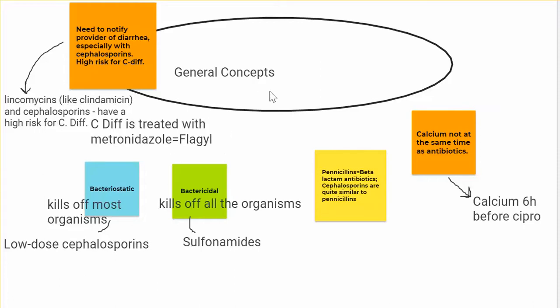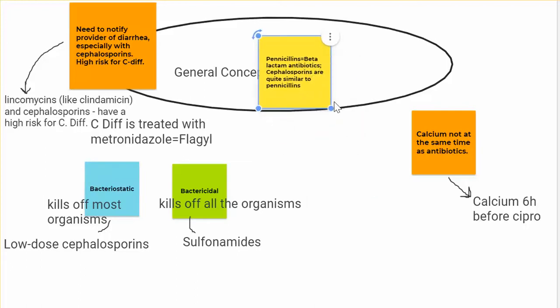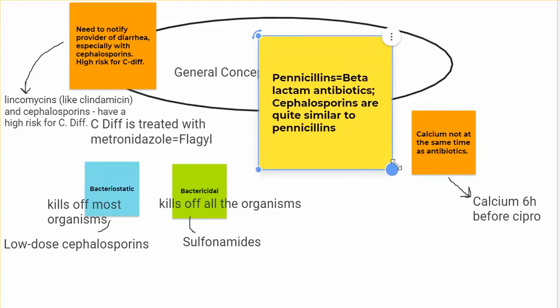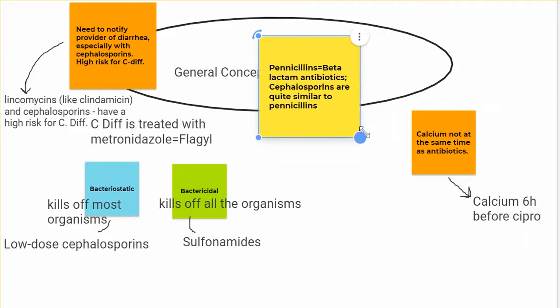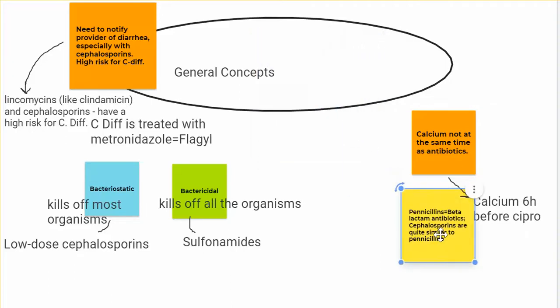So then in these general concepts, we can also talk about the word bacteriostatic. Bacteriostatic doesn't kill off all of the organisms, but it takes care of most of them. Low-dose cephalosporins sit in this bacteriostatic category. Bactericidal, just like homicidal, these kill off all the organisms. It's kind of a very harsh term, right? Sulfonamides are like this. They're really good for that. Penicillins, we've got to talk about beta-lactam antibiotics, and cephalosporins are quite similar. So just keep that in the back of your mind.